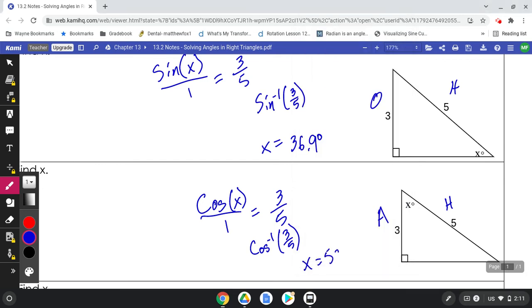And look at these two answers. Do you notice anything about them? So 36.9, 53.1, if we add them together, they actually add up to 90. They are complementary. Hopefully this makes sense, because in every triangle, the 3 angles add up to 180. We already have a right angle, which is 90. So take that away, we have 90 left, which these two angles make up.